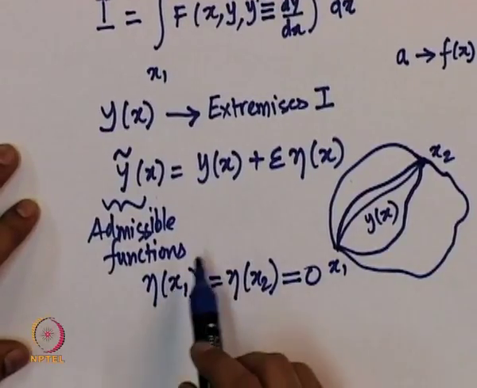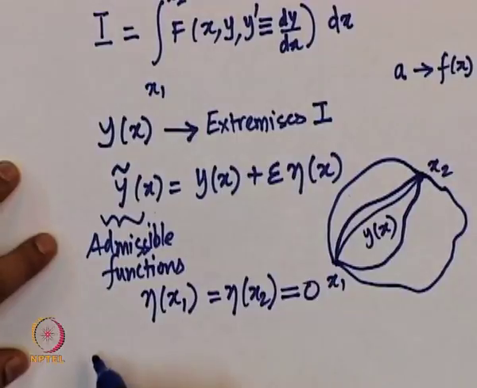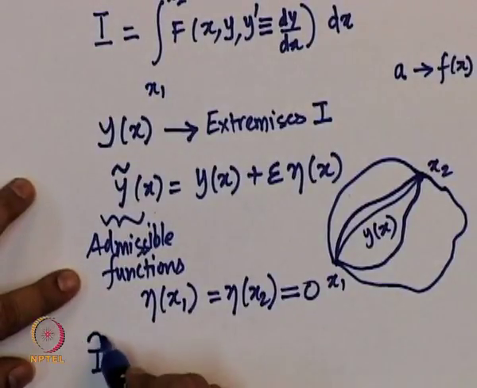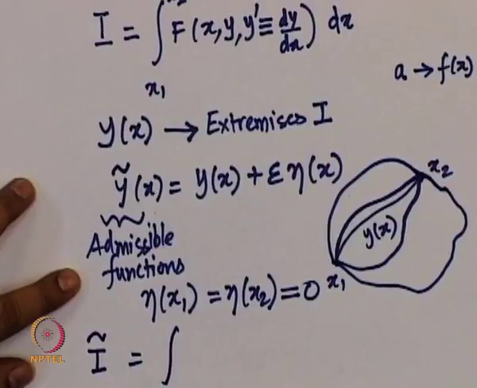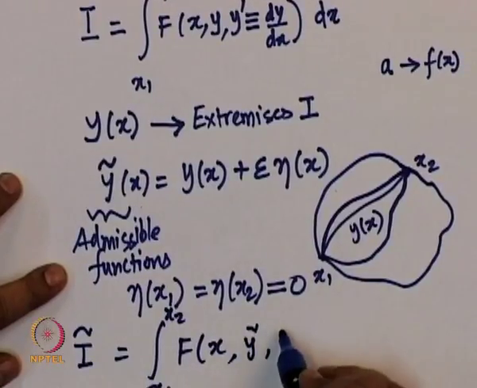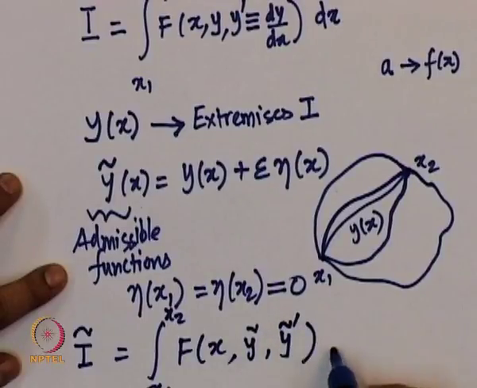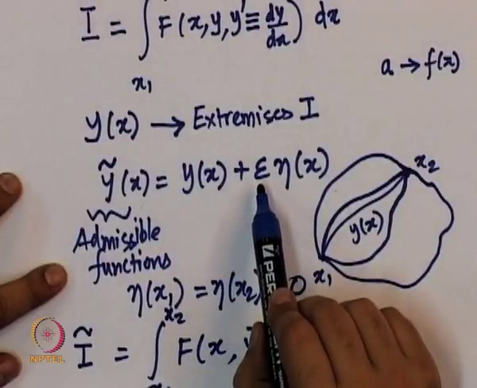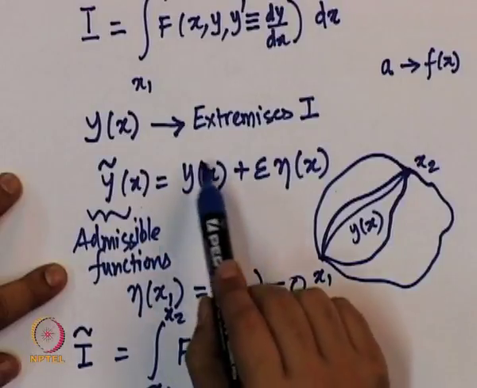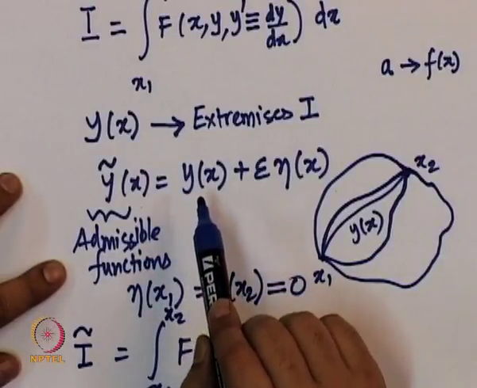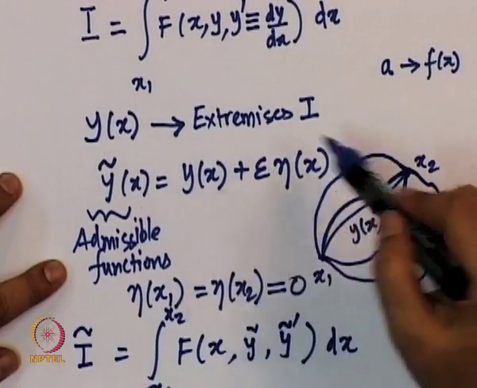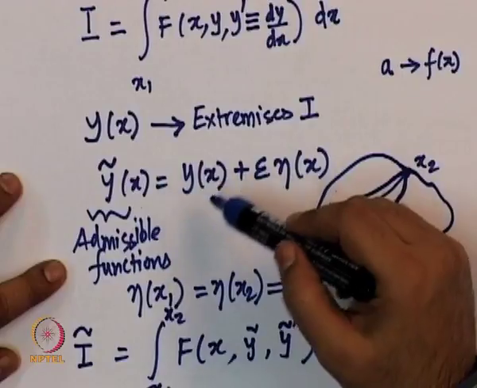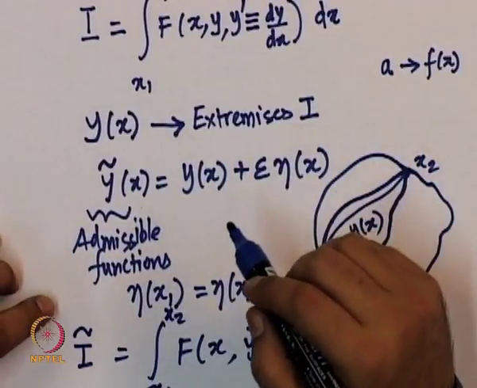Now, let us consider the varied functional. What is the varied functional? Let me call it I tilde. I tilde is the functional which I consider between the same x1 and x2 with f of x, y tilde and y tilde prime, dx; x does not change. Now, when epsilon becomes 0, the admissible function actually becomes the extremizing function. So, epsilon equal to 0 is the place where my admissible function reduces to the extremizing function. Let us remember that.